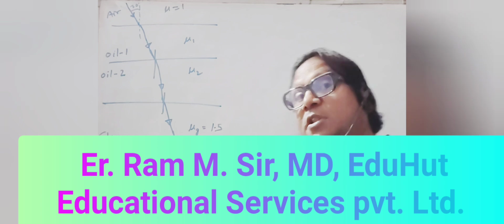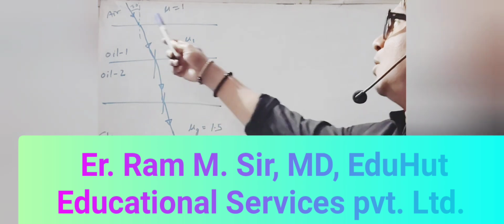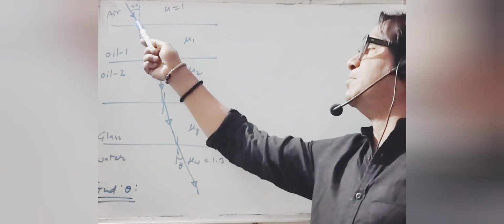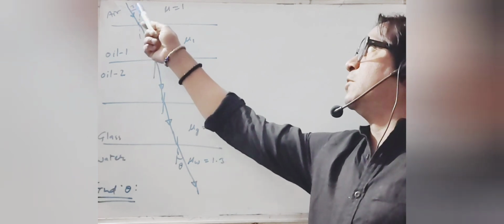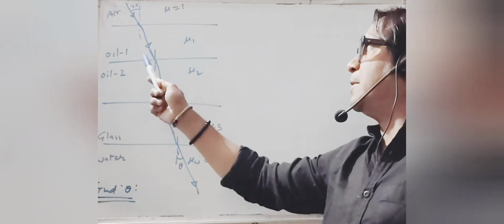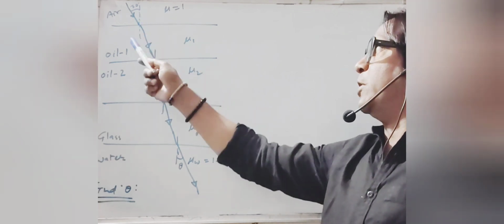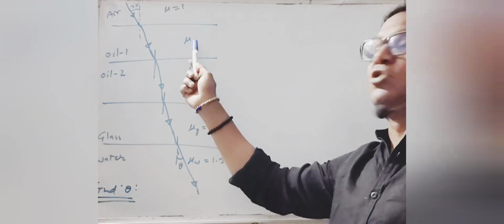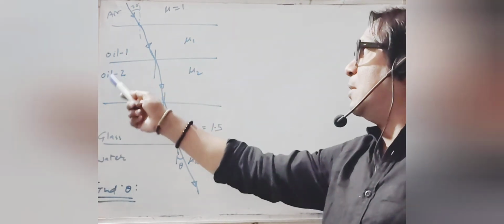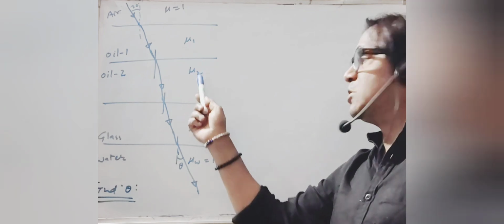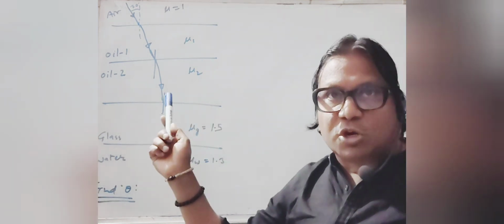Okay, so this is one numerical where they are saying one ray is being incident from air medium, making an angle of 30 degrees with the normal at the point of incidence. Below air there is oil 1 with refractive index mu1, which is not given, and below that it is oil 2 with refractive index mu2, which is also not given.